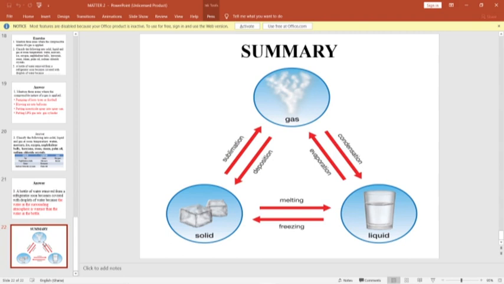To change from gas to liquid, the process is known as condensation, or cooling. And from liquid to gas is evaporation. Now let's look at from solid to liquid, and the process is melting. And from liquid to solid is freezing, or solidification.